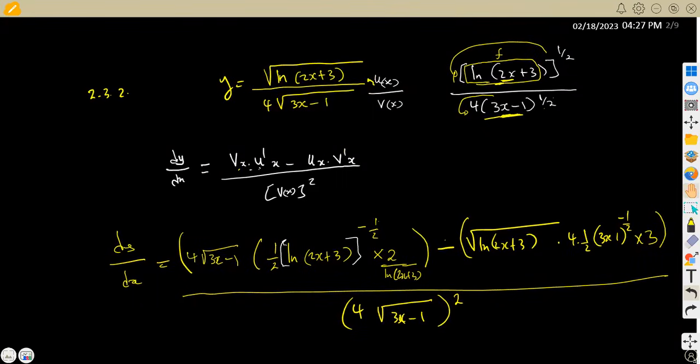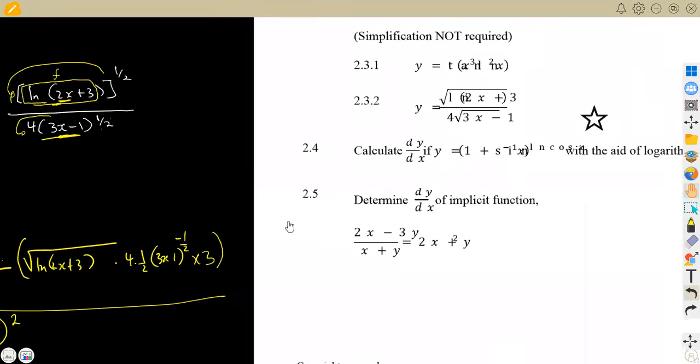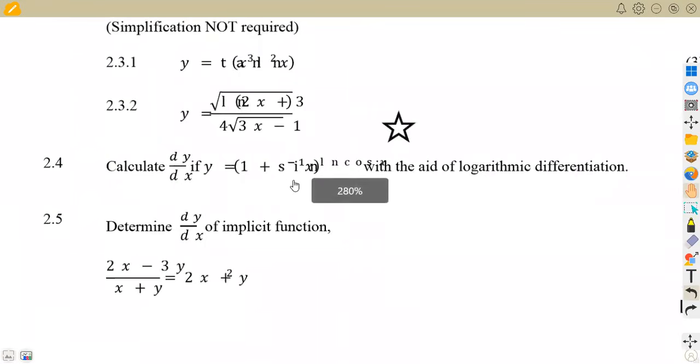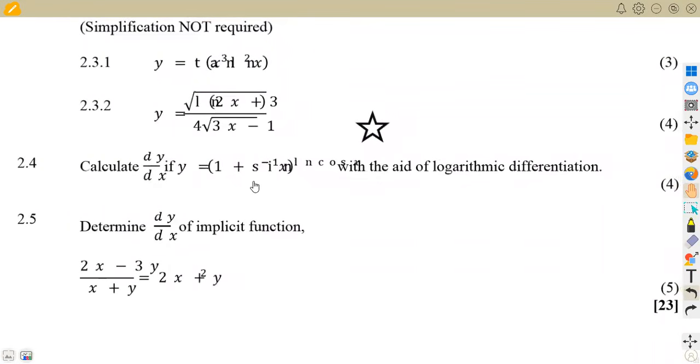So guys, just have to revise as much as we can. This part I know you need as much revision as possible. Okay. On the other hand, we are given 2.4 to apply or to use the logarithmic differentiation.